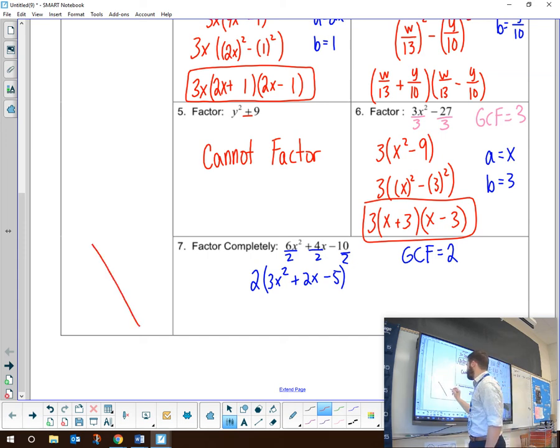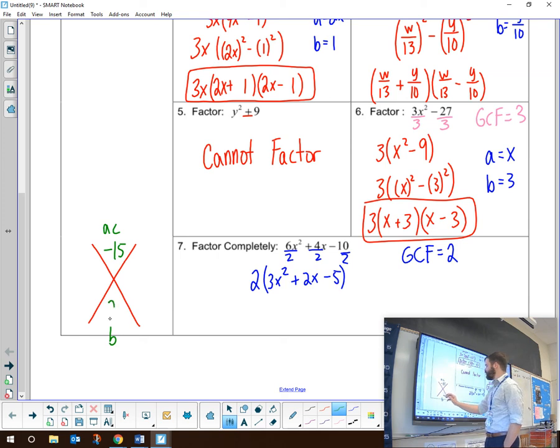Then we're going to build my x and my plus. So remember your x, we have a times c on top, and on bottom we have b. So a times c, 3 times negative 5. So we're going to have a negative 15 on top, and we're going to have a 2 on bottom. So I need to think of two numbers that multiply to equal negative 15 and add to equal 2. And those two numbers are going to be 5 and negative 3. 5 times negative 3 is negative 15. 5 plus negative 3 is 2.